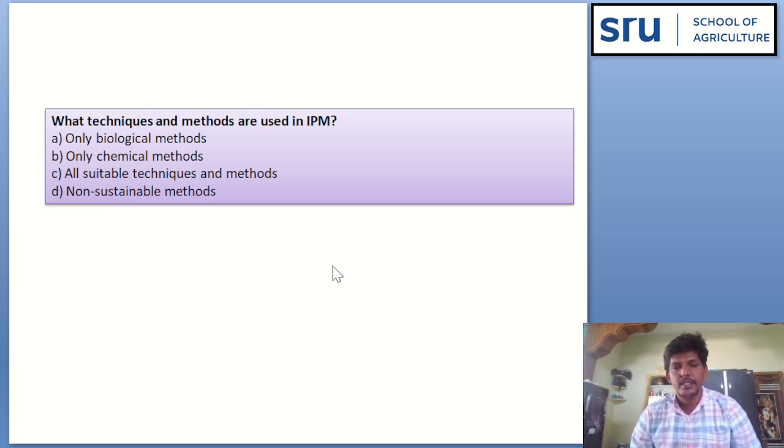What techniques and methods are used in IPM? Only biological method, only chemical methods, all suitable techniques and methods, or non-suitable methods. Here, the correct answer is all suitable techniques and methods. All suitable techniques and methods are used in IPM.